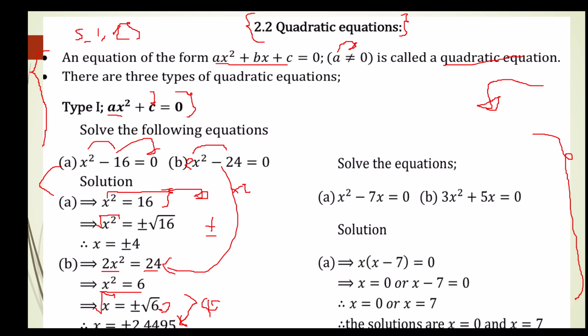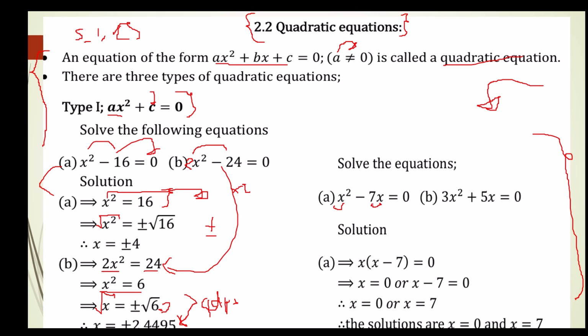Your minimum value of decimal places in pure mathematics must be 4 decimal places, and the same applies to applied mathematics. Now when you go to solving other quadratic equations, for example here you can see that we have x squared and you also have another constant on x.